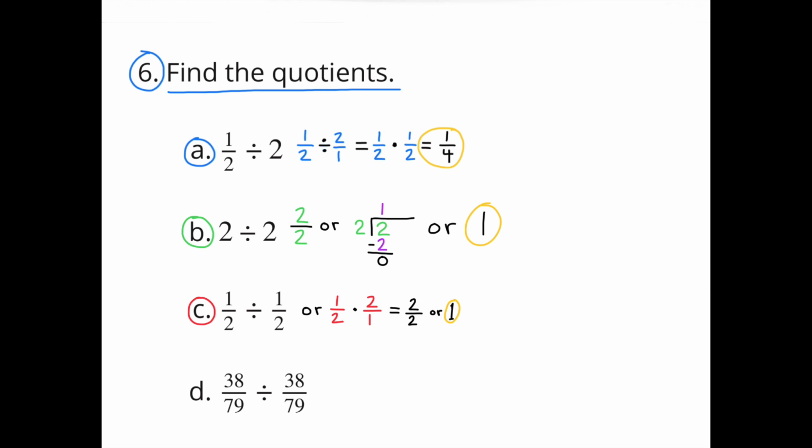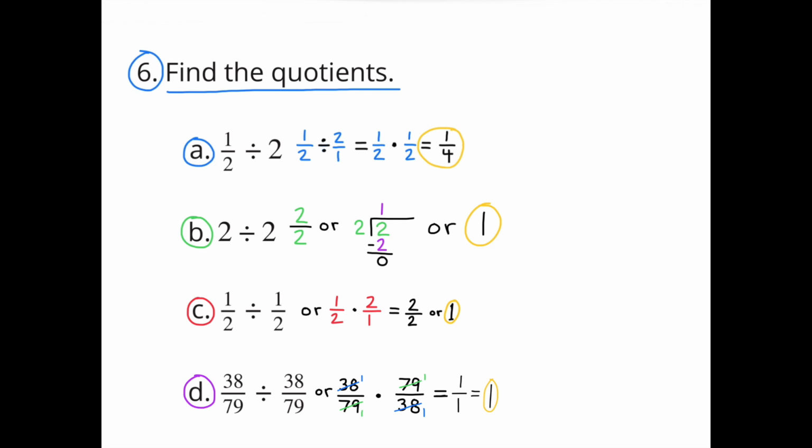C. 1/2 divided by 1/2. That can be rewritten as 1/2 times 2 over 1 because we need to multiply by the reciprocal of 1/2. So 1/2 times 2 over 1 equals 2 over 2 or 1. D.